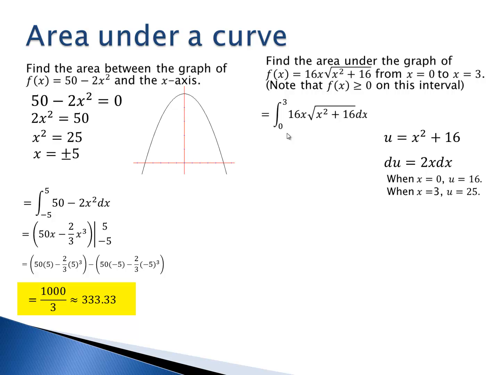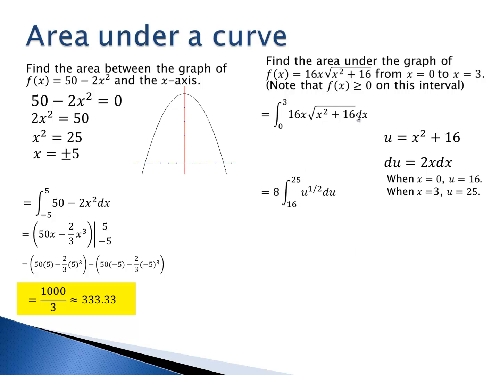We also have to change our limits of integration. So from 0 to 3, we'll change to from 16 to 25. That's 0 squared plus 16. That's 16. And then 3 squared is 9, plus 16 is 25. So instead of from 0 to 3, our new integral will have from 16 to 25.